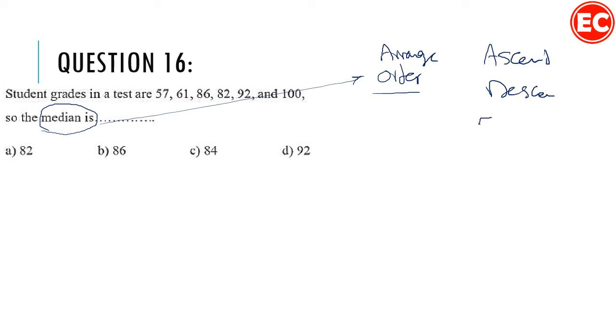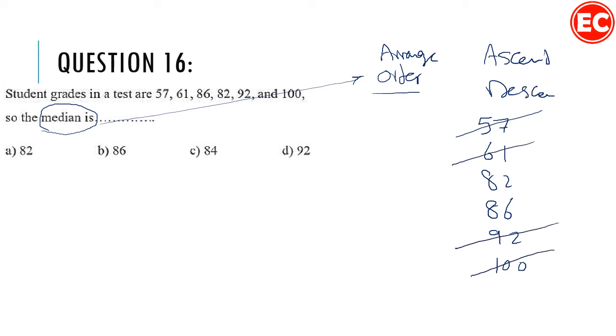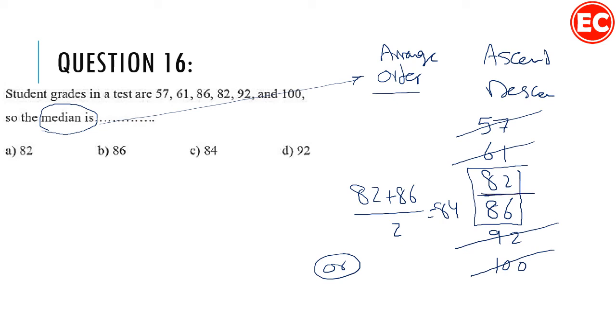So the smallest number is 57. Then the next one is 61, then 82, then 86, 92, and 100. By cancelling the smallest one with the greatest one, then the next smallest one with the next greatest one, I have two values in the middle. By adding these two values and dividing them by 2, the answer is 84. Or you may ask yourself, what is the number which is just at the midpoint between 82 and 86? It's 84.